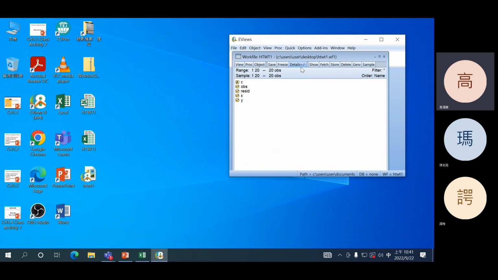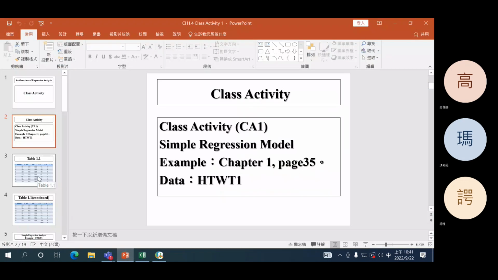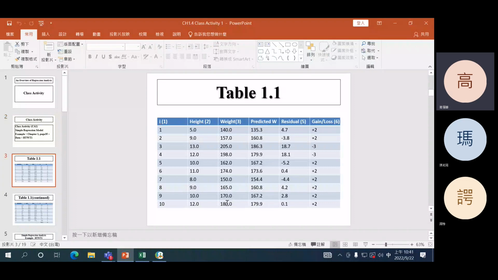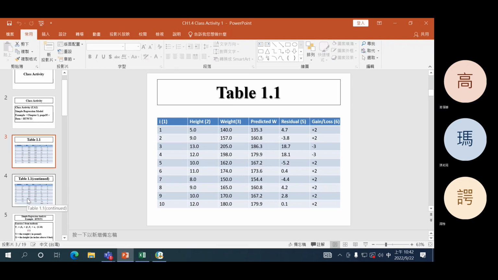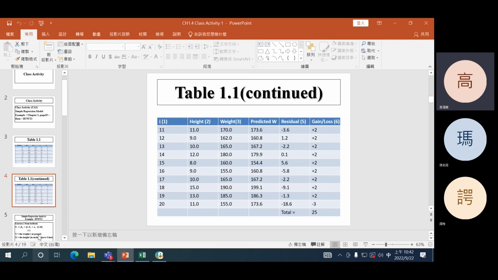If you have the book, table 1.1, I think I have it. This is the data from table 1.1, and this is actually what I have. The height here is the X variable, and weight is the Y variable. Okay, and what's the height and weight definition here?